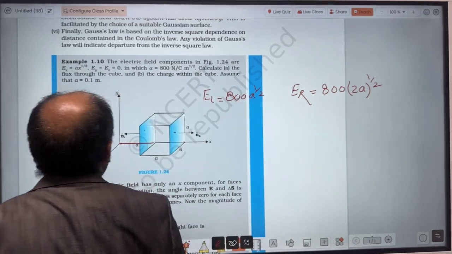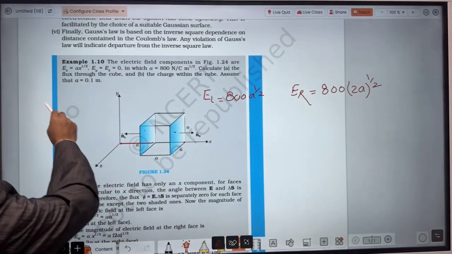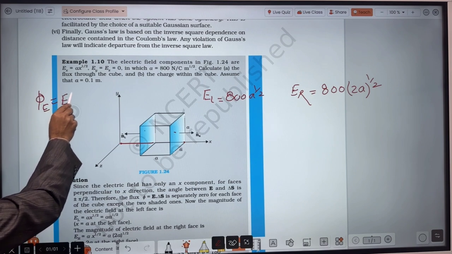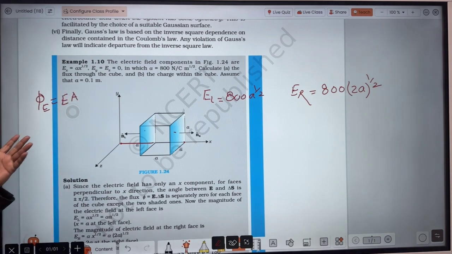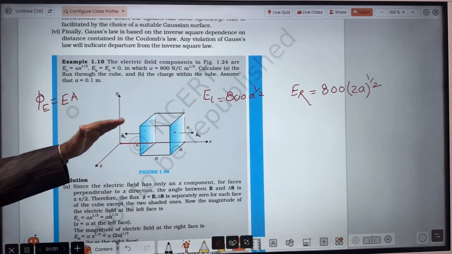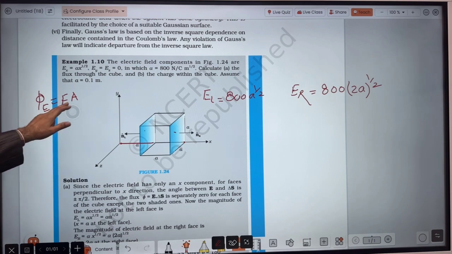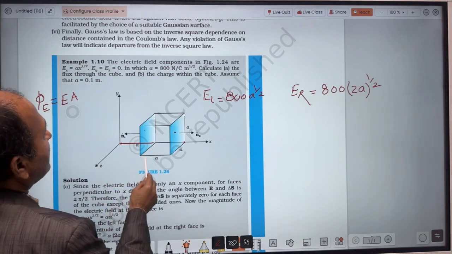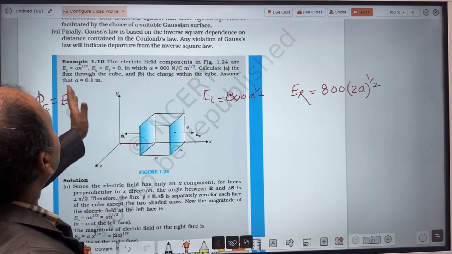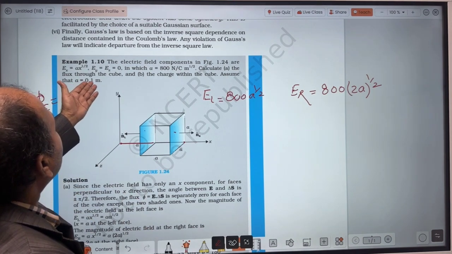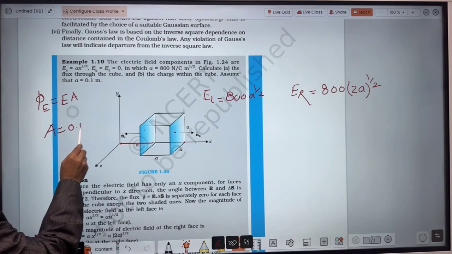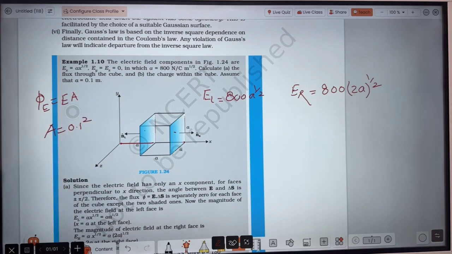Now, in order to find flux, if you remember, we need E and A. Here theta is 0 degrees. So E we have got, we don't have A. It means we need the area. So the area of this face, this is square, whose side is given as A, that is 0.1 meter. So the area will be equal to 0.1 square. So we have got E and A both.